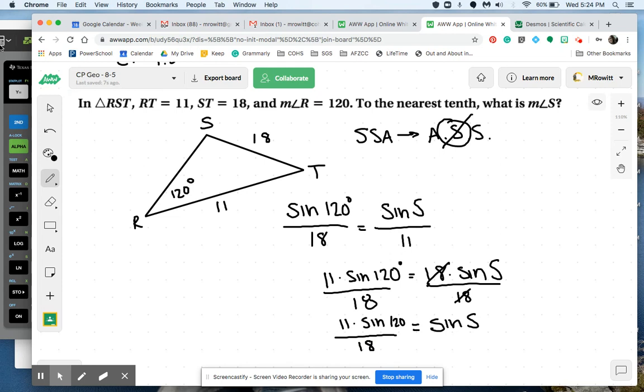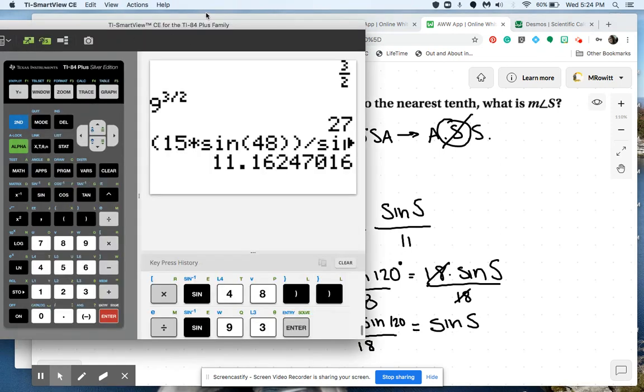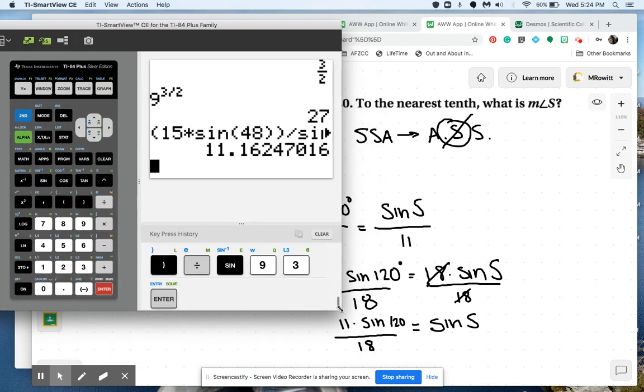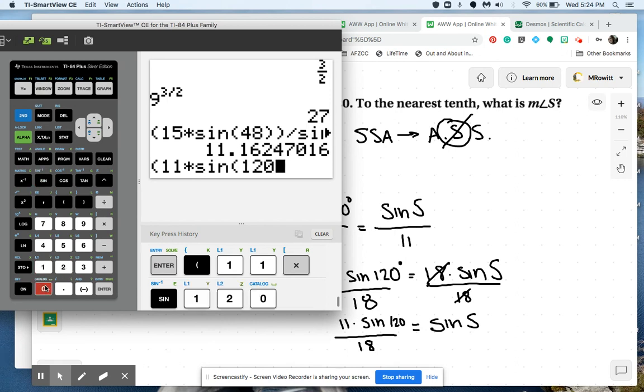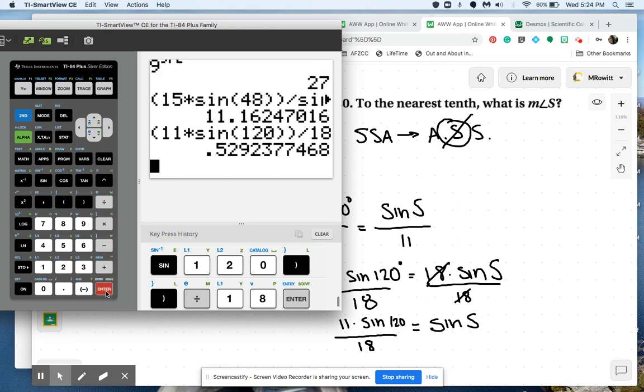All right, so I'm going to do this in the graphing calculator because I'm more familiar with it. But again, I'm still in that degree mode. I'm going to make this a little bit smaller. All right, so parentheses 11 times the sine of 120. I close the first parenthesis for the sine. I close the second parenthesis for the top of my fraction, and I'm dividing that by 18. When I hit enter, I get this monstrous decimal, okay?